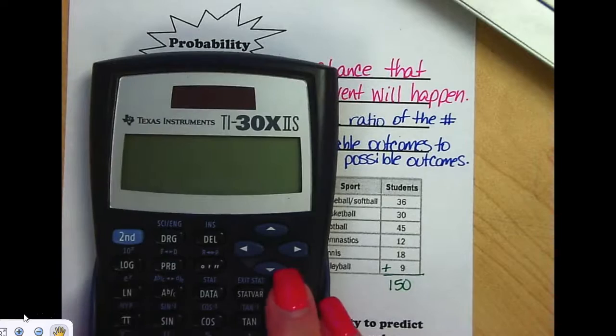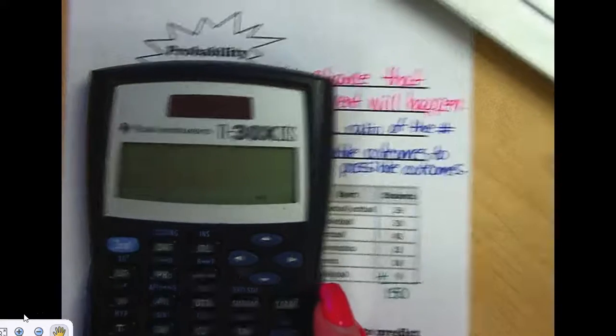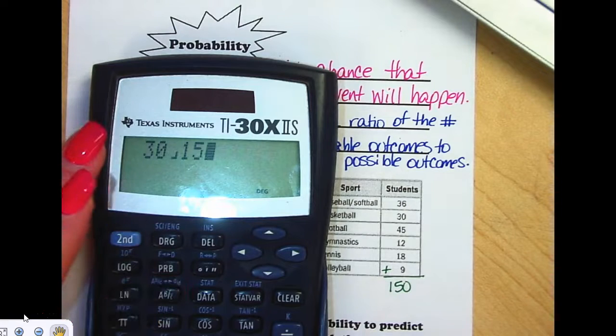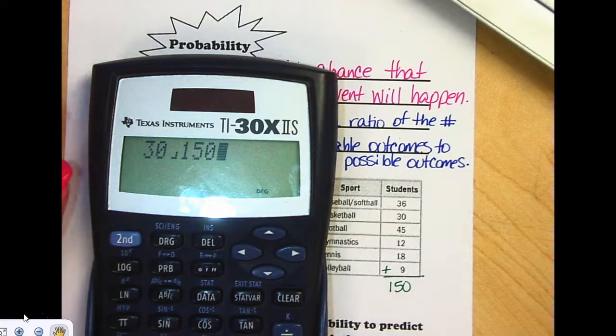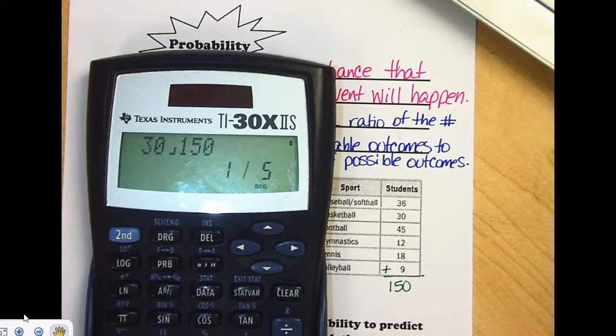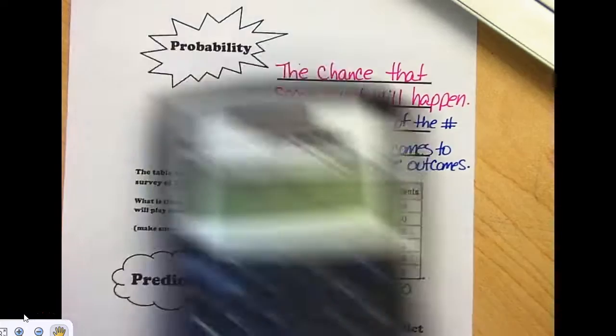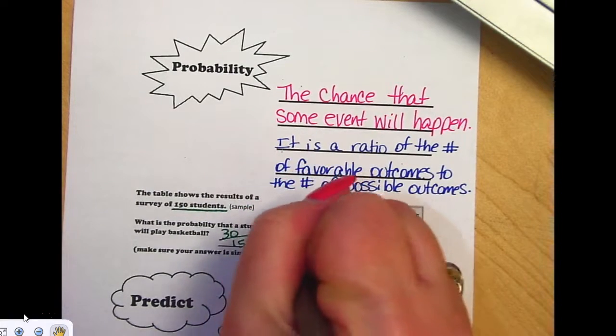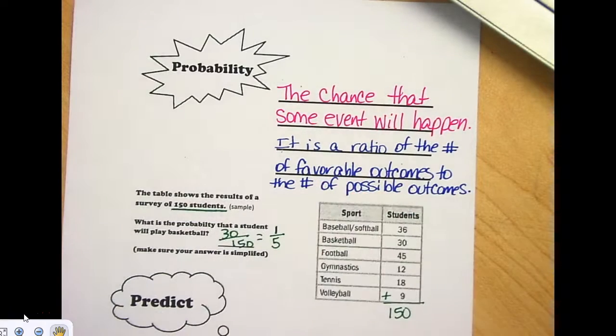Let's see what that would look like. Let's see if I can get that to work better. 30 over 150. And does anybody remember how to simplify or reduce a fraction? Just hit equals. 1/5. That's 1 out of every 5 students. 1 plays basketball out of every 5 students.